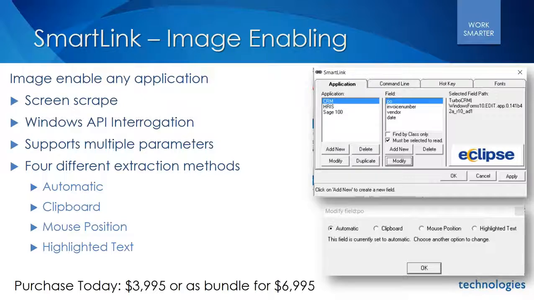Mouse position is essentially going to OCR that information where your mouse is, and highlighted text, you would highlight the word or words, and then you hit the hotkey, and the hotkey would then trigger that extraction. Okay, so that's what SmartLink is all about. This only works with desktop applications.